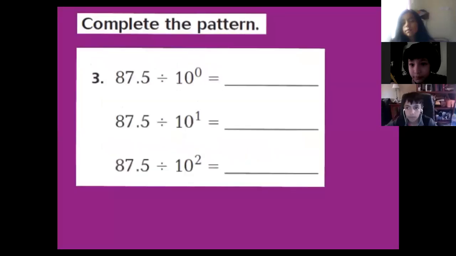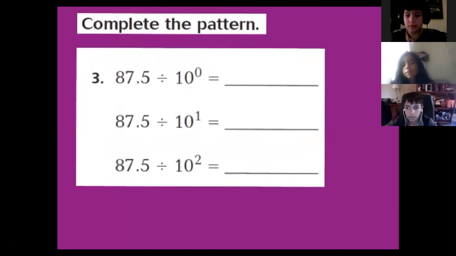Now, let's take a look at question number 3 together. Once again, what I noticed is this. In this problem, my divisors all have exponents. So I have the 0 power of 10, I have the first power of 10, and I have the second power of 10. Well, once again, I'm going to use my knowledge of exponents to help me solve this problem when I use the pattern.